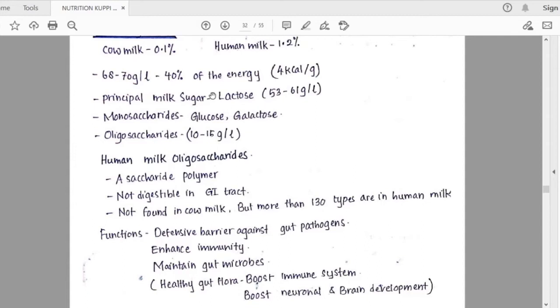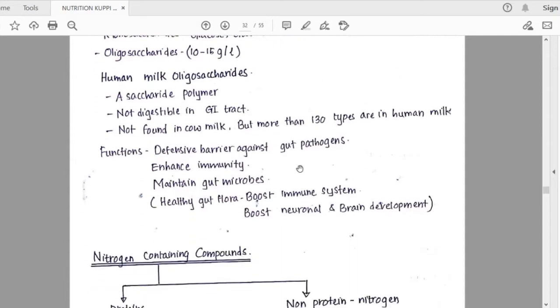Oligosaccharides, 10 to 15 grams per liter. Human milk oligosaccharides are saccharide polymers. The human gastrointestinal tract does not digest them. They are not present in cow's milk in any great amount, but more than 130 types are present in human milk.